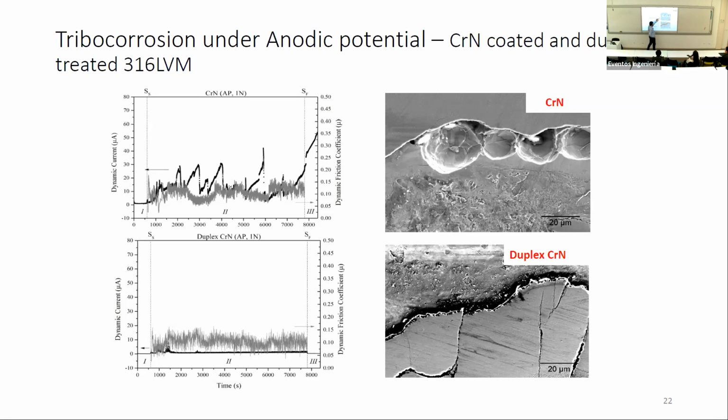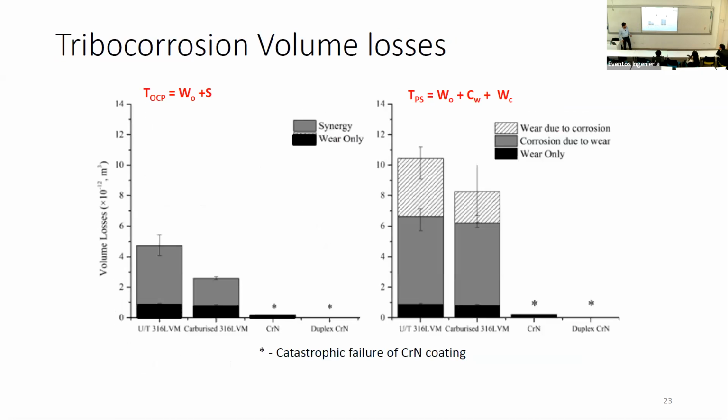So I would say this chrome nitride on this 316 wasn't very successful at all. And you can see these pitting events over here. For the duplex, we also had problems, micro-cracking of the coating and failure, but at least the carburizing underneath prevented the substrate from undergoing pitting corrosion. But nonetheless, the results there are not satisfactory.